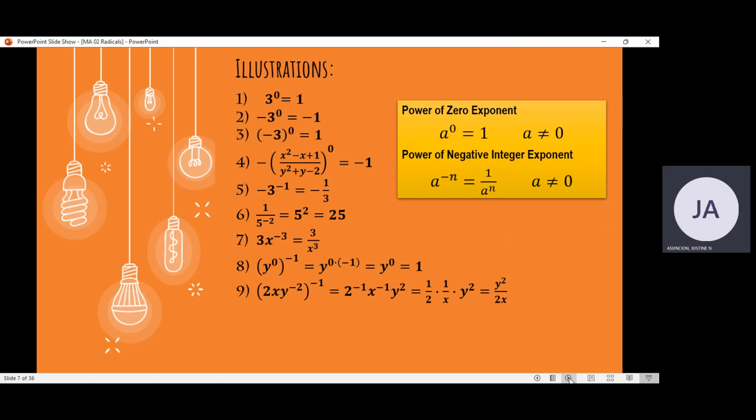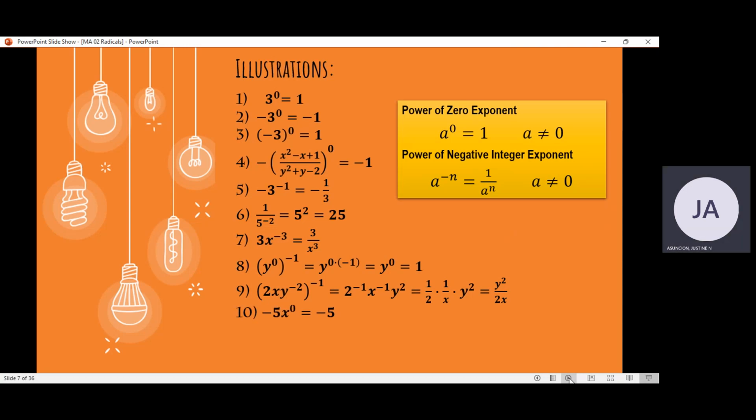Another example in item 9, quantity 2xy raised to negative 2 raised to negative 1. So here we apply the power to a product. We distribute that negative 1. So 2 raised to negative 1 times x raised to negative 1 times y raised to positive 2, because negative 2 times negative 1, that's 2. So we have 1/2 times 1 over x times y squared, or simply y squared over 2x.